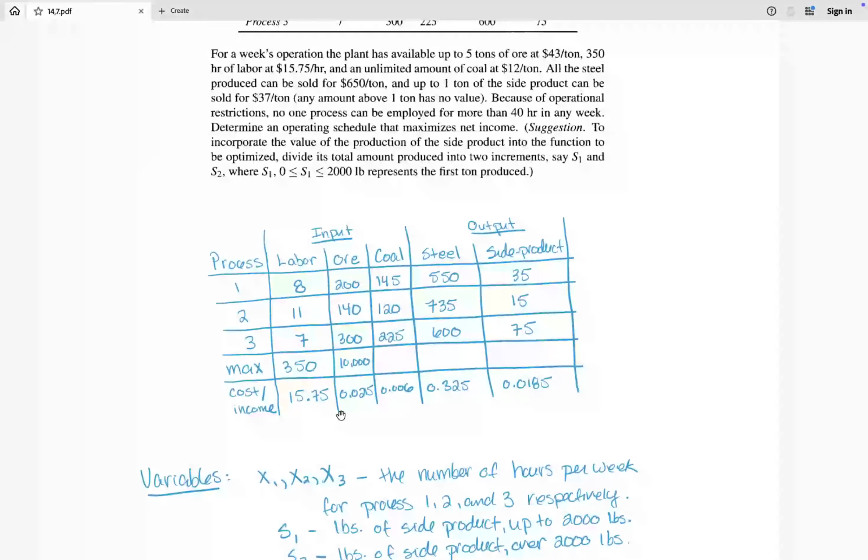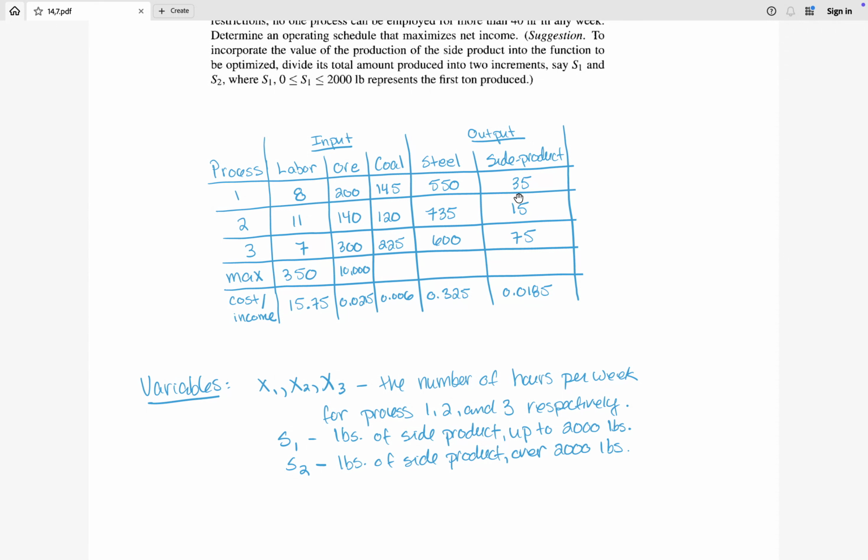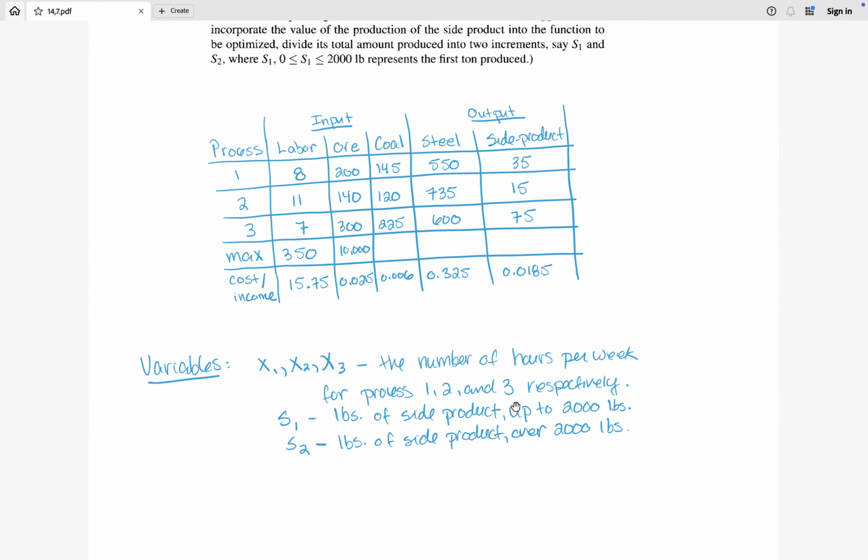And then I added a column for the cost. So this is the cost of labor per hour, the cost of ore per pound, the cost of coal per pound. And then this is the income that would be made, the profit off of the steel per pound and the side product per pound. So the tricky part was that you were only going to make this profit on the first 2,000 pounds of side product. After that, the profit would be zero.